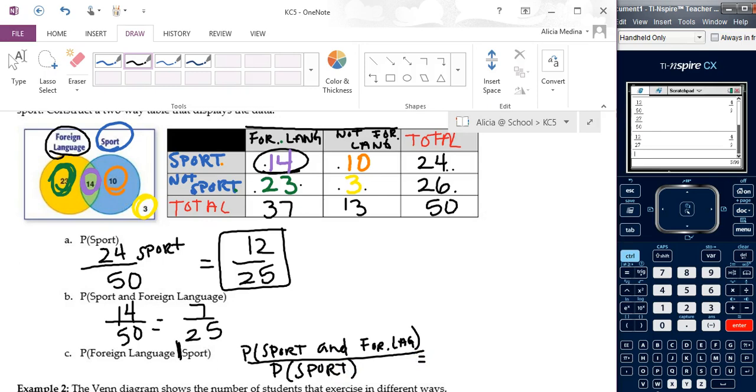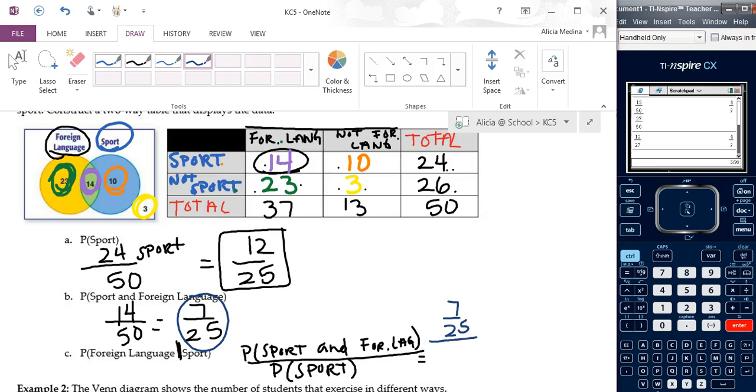All right, so where does sport meet foreign language? That's at 4. Well, actually, we simplified already, right? 14 over 50. I'm going to go ahead and just use this answer that we simplified right here to be 7 over 25. Again, if you want to use the 14 over 50, you'll get the same answer. You just have to simplify one more time.